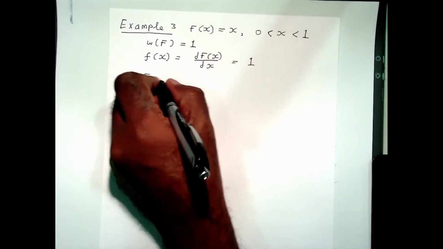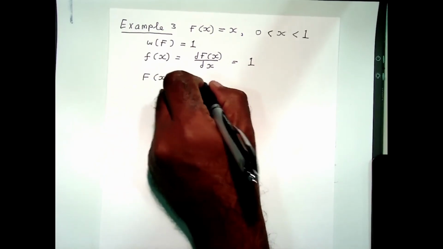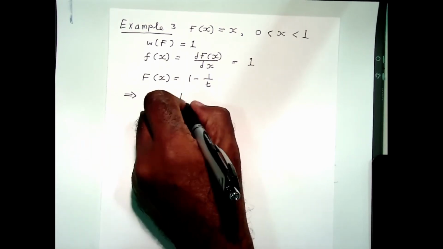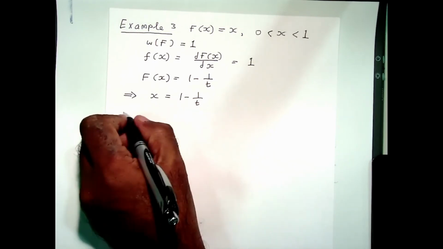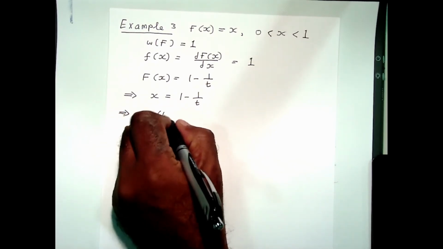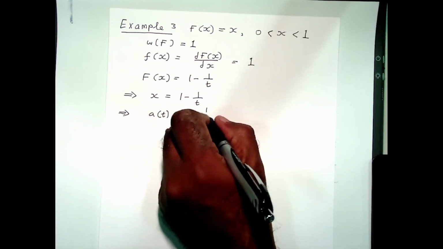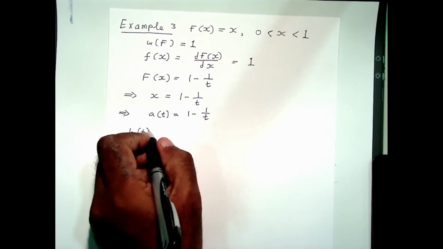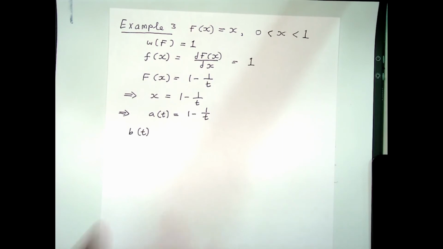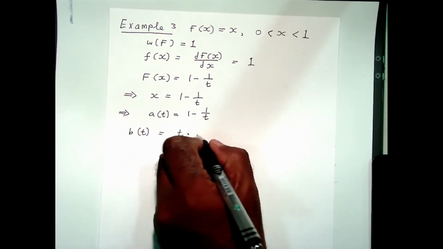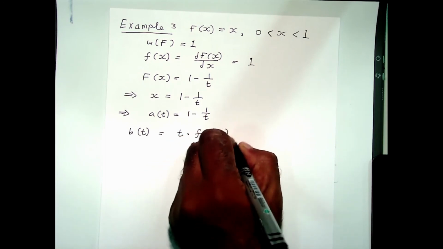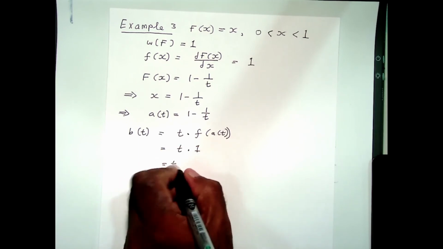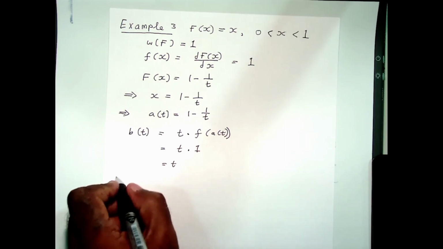Now to find a of t, you need to start with this statement, right, which implies that x is equal to 1 minus 1 over t. Hence, a of t is equal to 1 minus 1 over t. Now b of t, as you know, is t times f at a of t. So this is t times 1, which is t. So b of t is t. Now let's check the 3 conditions, starting with condition 1.